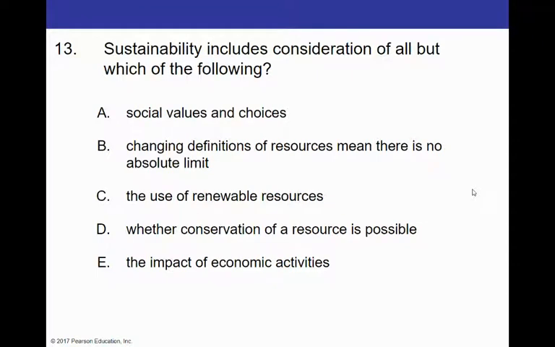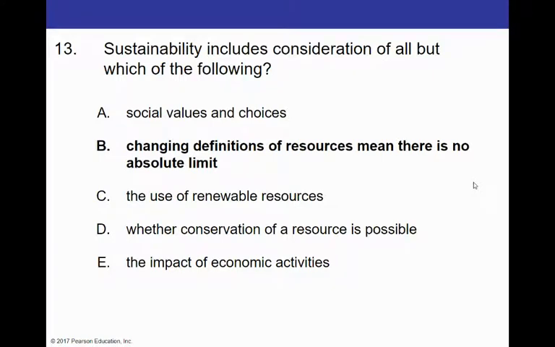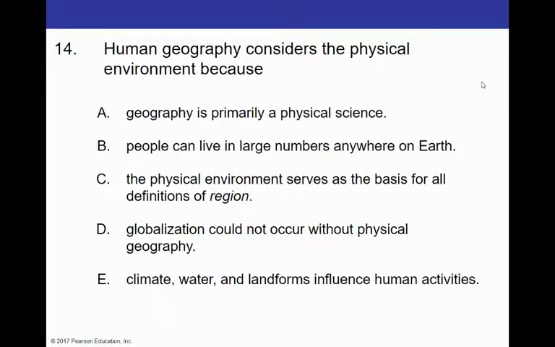Number 13, sustainability includes consideration of all but which of the following. So again, one of those questions where you've got to find the one that's wrong to be correct. So with sustainability, what do we look at and what do we not look at? Looking at our answer choices, B is the correct answer. Changing definitions of resources mean there is no absolute limit. That's wrong. There is a limit on what we can use in order to be sustainable. I mean, if we use all of it, it's gone. That is a limit. So B is the correct answer here.